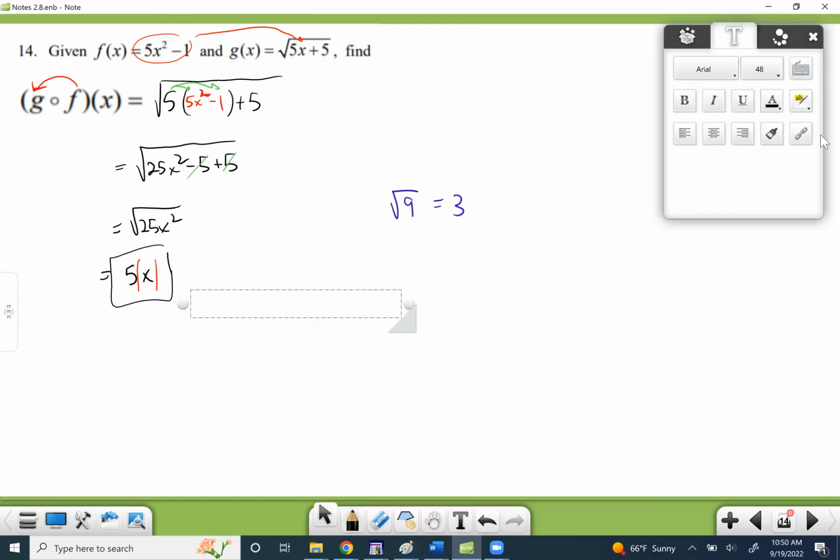Let me put a little comment here. We need absolute value brackets around the variable to ensure that it's positive. 5's already positive, so you don't have to put it around the 5. That'd be like redundant, right? We need absolute value brackets around the variable to ensure that it is positive.